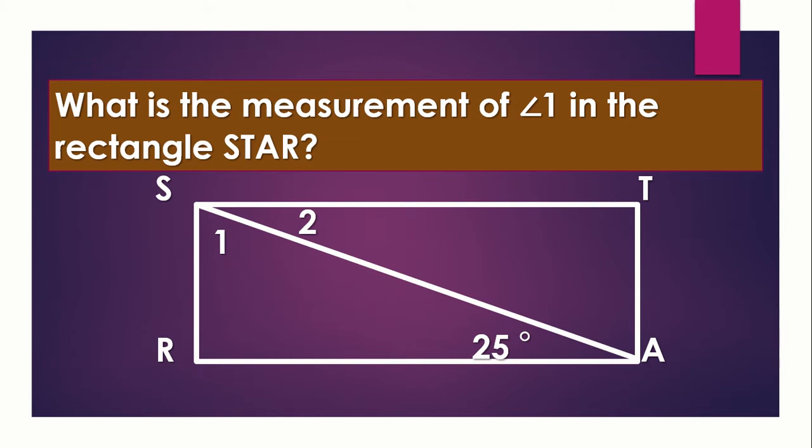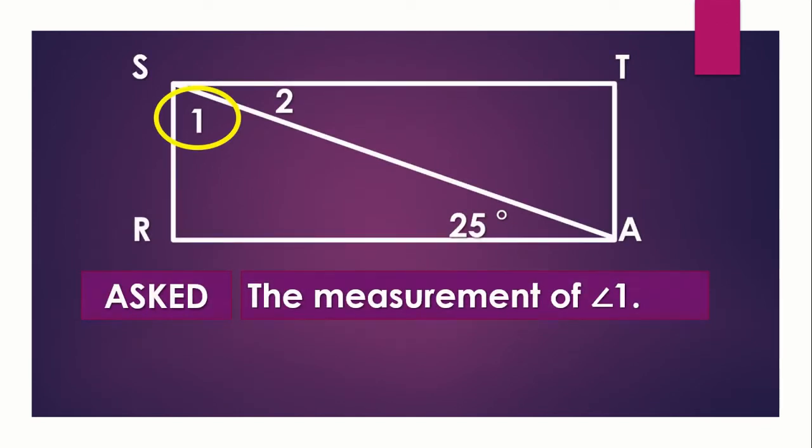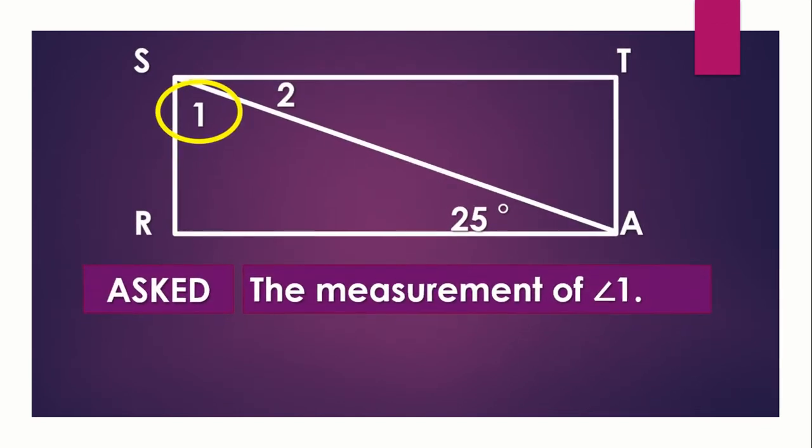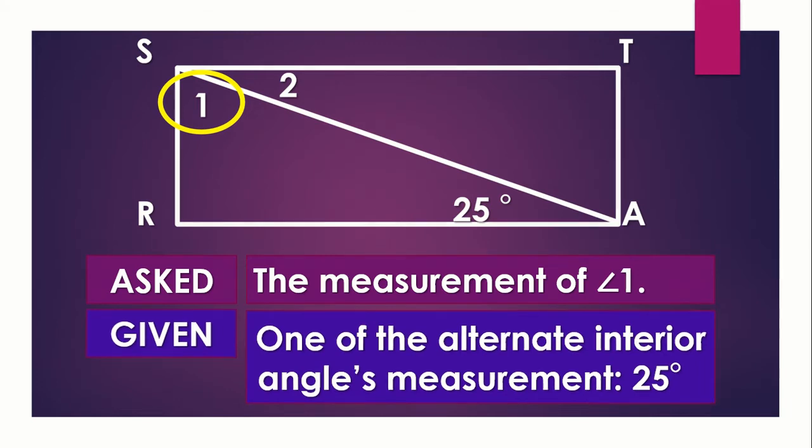The previous examples are story problems involving the properties of triangles. Let us try solving problems involving quadrilaterals. What is the measurement of angle 1 in the rectangle star? What is asked? The measurement of angle 1. What is given? One of the alternate interior angles measurement, which is 25 degrees.